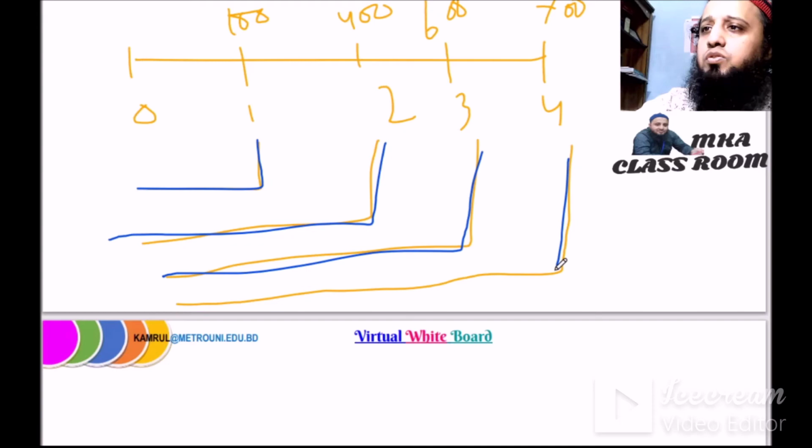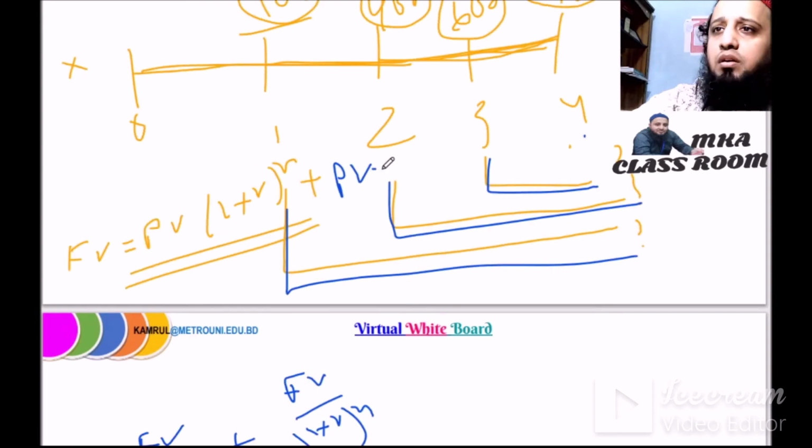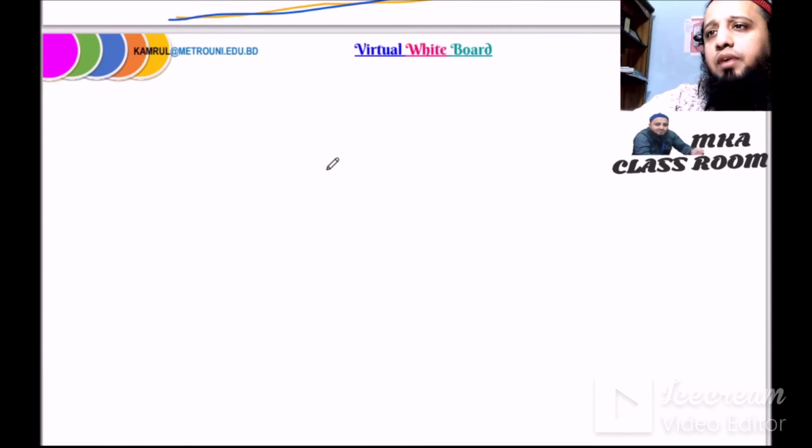This is a single amount. If you add this amount, then you can get the total future value, 1 plus R power n. In the same way, future value equals PV into 1 plus R power n. So, that is the first year, second year, in this way. That is why you have to determine the value of n, then it is easy for you to calculate.